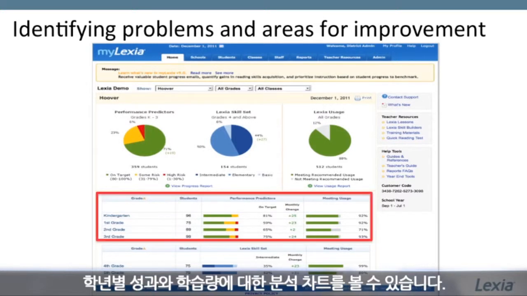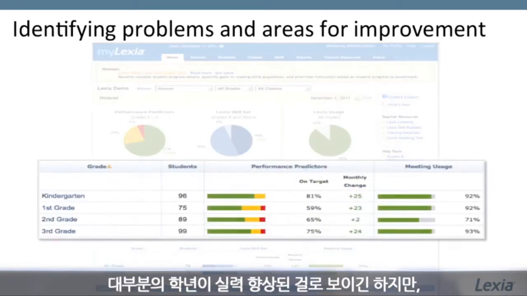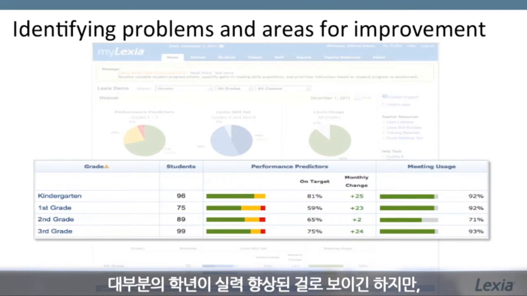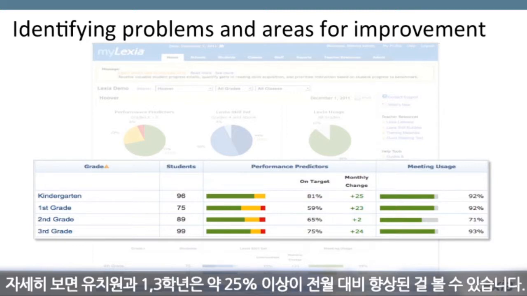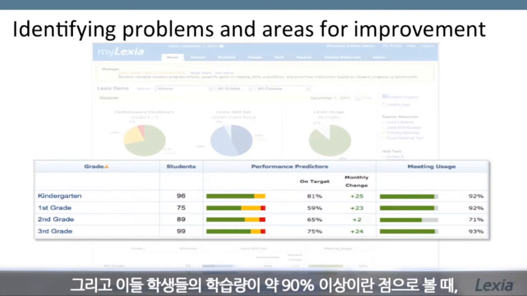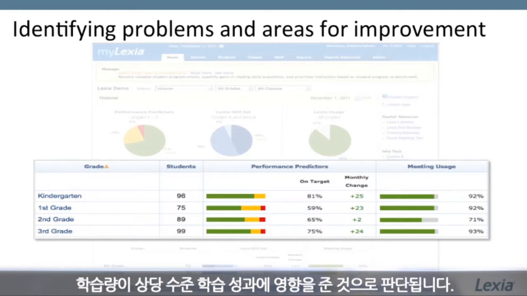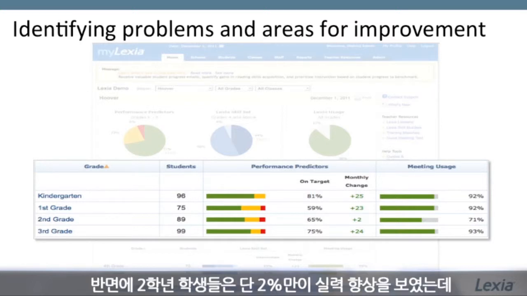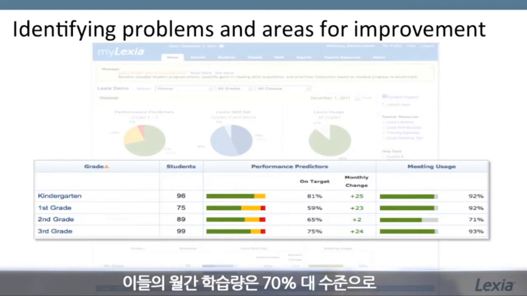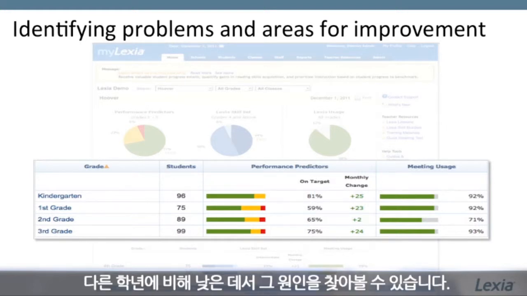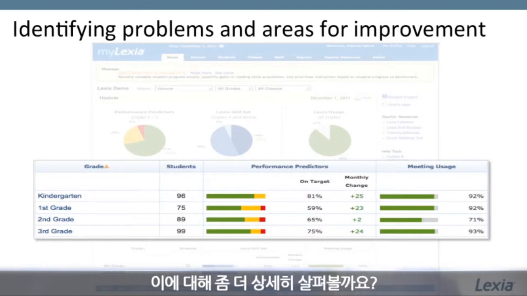At the bottom of the page is a grade-by-grade analysis of performance and usage levels. While all grades have room for improvement, you'll notice that kindergarten, first, and third grade have all achieved monthly gains of 20 percentage points or more. This is likely due to their usage levels being above 90% this month. In contrast, the second grade is lagging. Their month-over-month growth is only 2 percentage points. This may be due in part to their low usage of the Lexia reading software. Let's look a bit deeper.